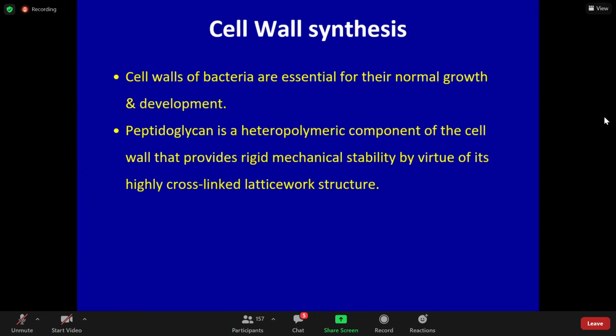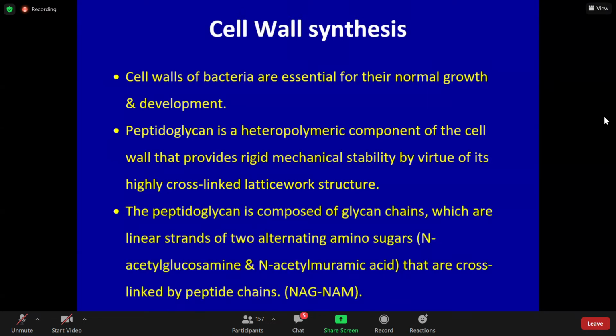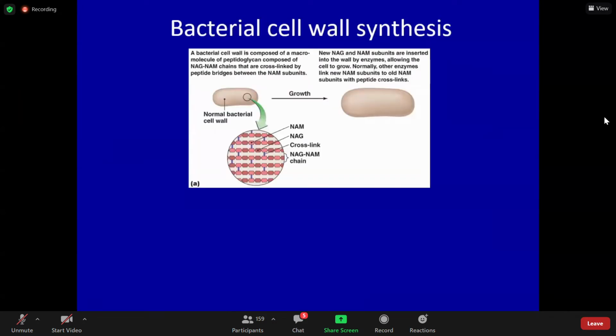The peptidoglycan is composed of glycan chains, which are linear strands of two alternating amino sugars, N-acetylglucosamine and N-acetylmuramic acid. I'll show you the figure. See, cross-linking.